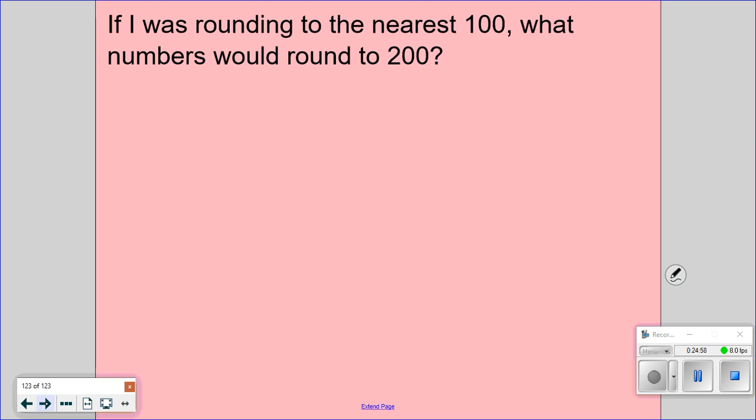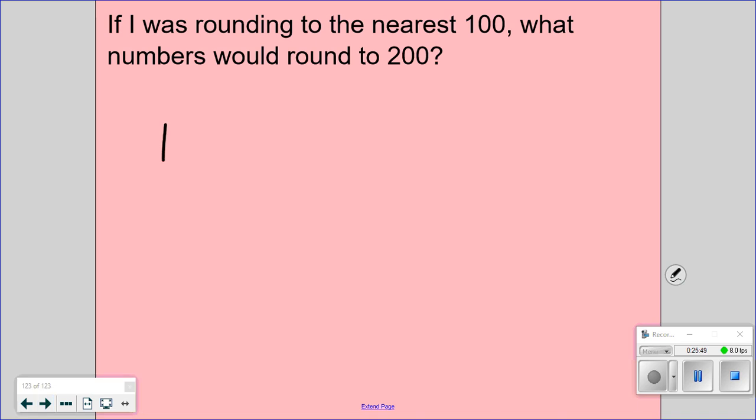All right, this one's going to be a little bit trickier. If I was rounding to the nearest 100, that means my number line is going to be 100 numbers long. What numbers would round to 200? Gwen said a lot of numbers. Gwen, why do you say a lot of numbers? Because I do that like all the 10s and all the 1s. You can have up to like 340.